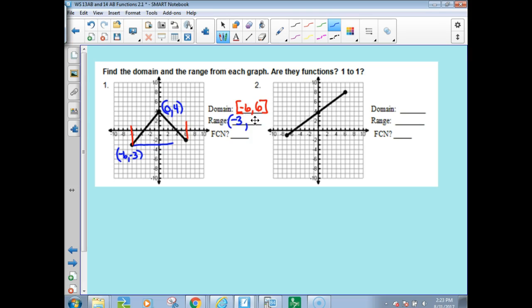And there's something wrong with my answer. What did I do wrong here? I have to put a hard bracket. Yep, I have a soft bracket, and I should have a hard bracket, and I need it on both ends. Is this a function? Yes, but if I ask you if it's one-to-one, no. Anybody have a question about why it's not one-to-one?